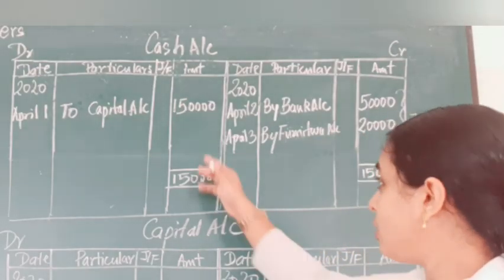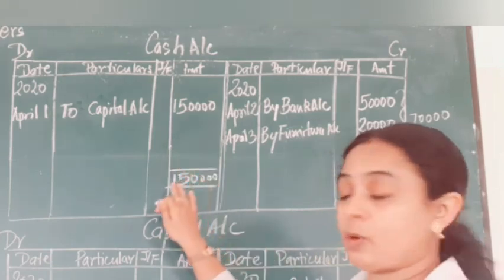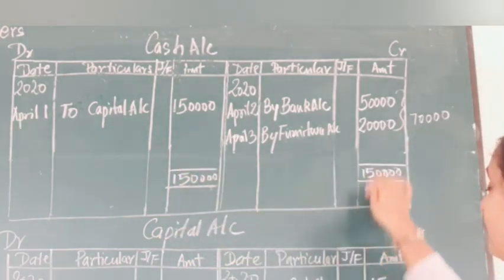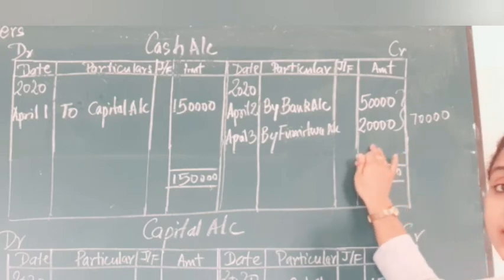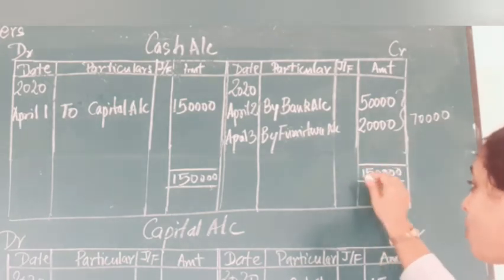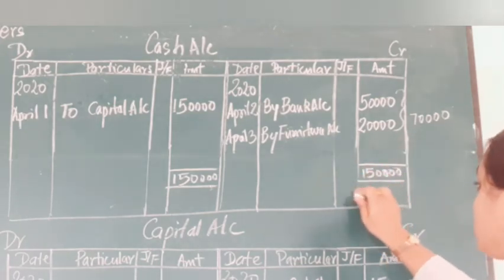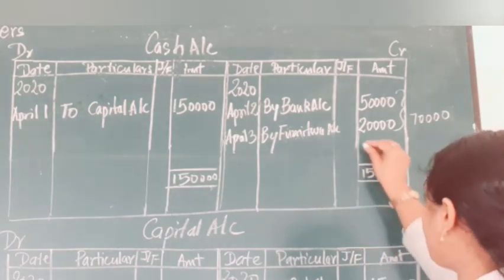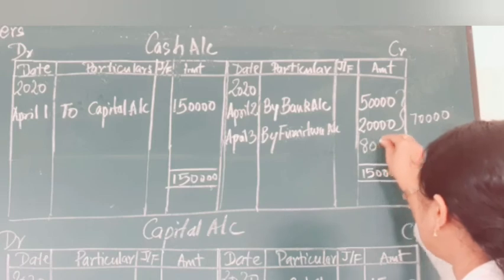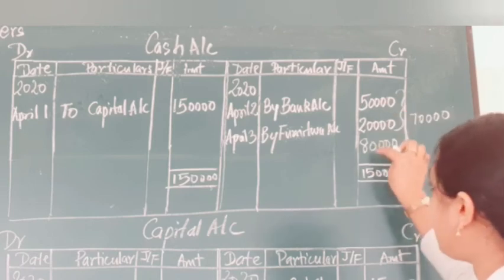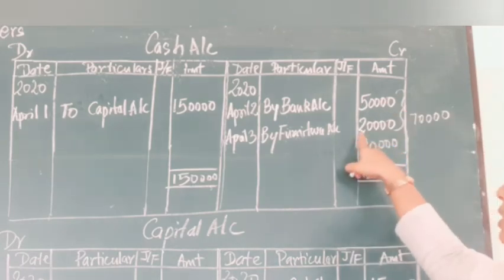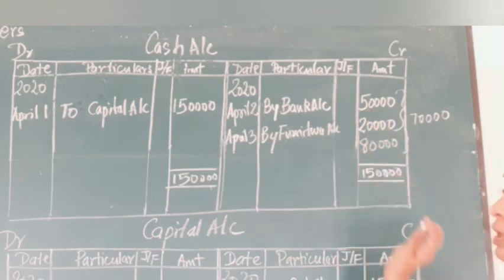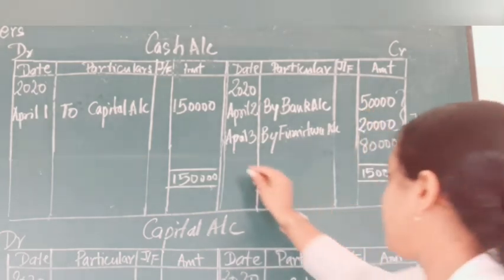So children, here you can see that the debit side is 1,50,000 and we wrote 1,50,000 on both sides, but the credit side is short. So how much amount is short so that we can get 1,50,000 as our total amount? So 80,000. If you make the total of this side, 80,000 plus 20,000 plus 50,000, you will get 1,50,000. Now your debit side is equal to your credit side.